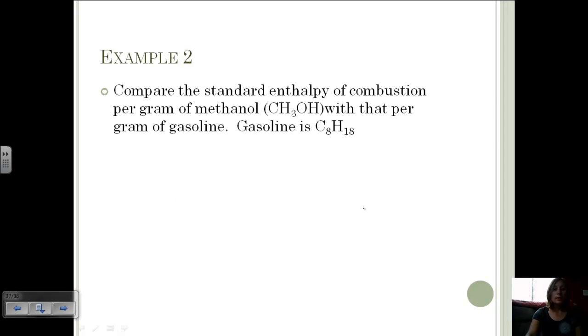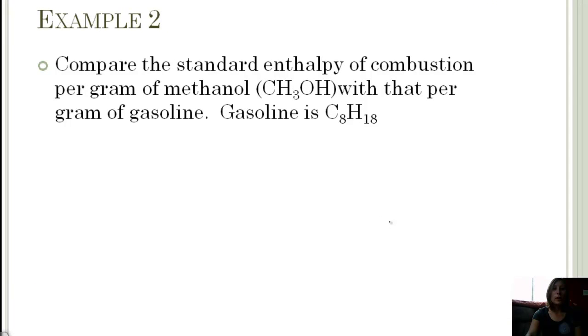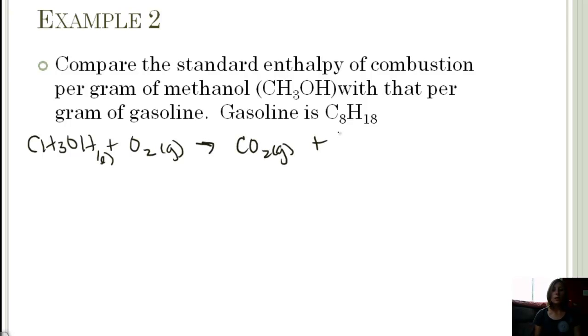Okay, let's look at another example. So compare the standard enthalpy of combustion per gram of methanol with that per gram of gasoline. So combustion reaction, I need to write my reaction. Let's start with methanol first. CH3OH. I know any combustion reaction contains oxygen as a gas. Remember, states are going to be important here. And I know it goes to carbon dioxide and water. In general, any combustion reaction has those two products.